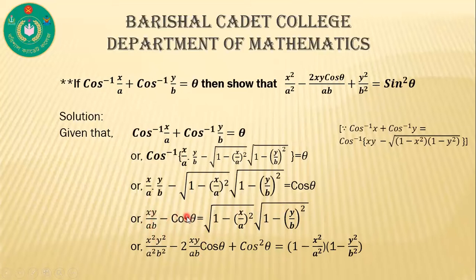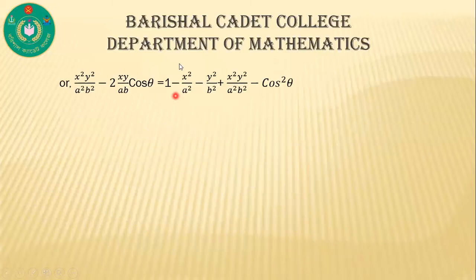a square minus 2ab plus b square. That means x square y square by a square b square minus 2ab, where a means xy by ab, b means cos theta, plus b square means cos square theta. And the root square cancels. Then we can write 1 minus x square by a square into 1 minus y square by b square. Now simplify this. Then we can write x square y square by a square b square minus 2xy by ab cos theta is equal to 1 minus x square by a square minus y square by b square plus x square y square by a square b square minus cos square theta.